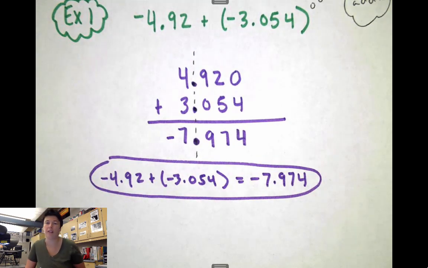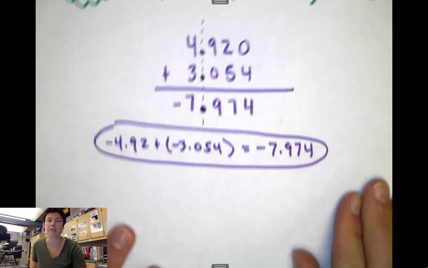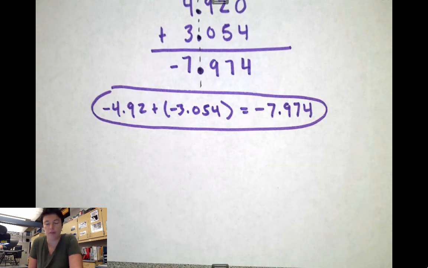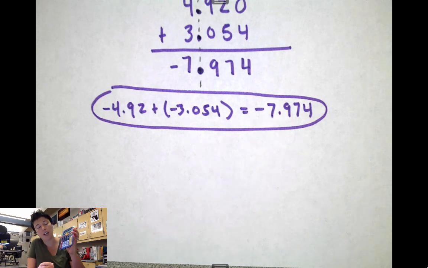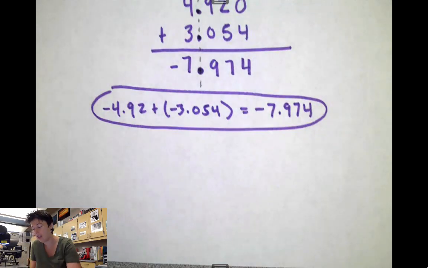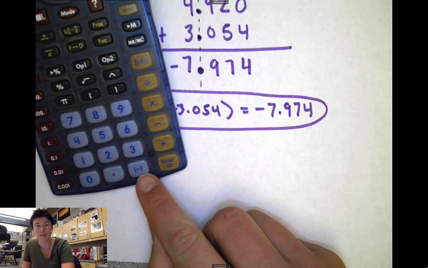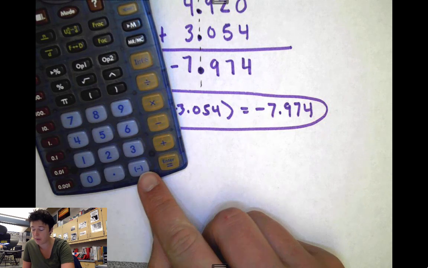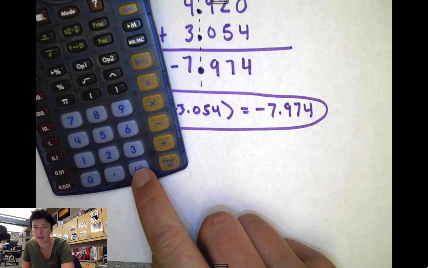Now, if you have a calculator, you can always check these and see if you're doing it correctly. There's really nothing wrong with checking your answers and making sure you know you're doing it right. So I'm going to grab a calculator here for a second, and I'm going to remind you that if you're using one of our calculators from class, the little negative sign is actually down here at the very bottom by the equals button. You want to be using this negative symbol to type things in.